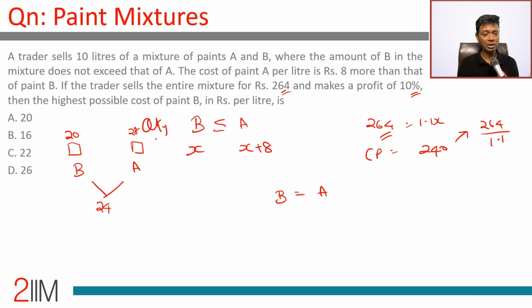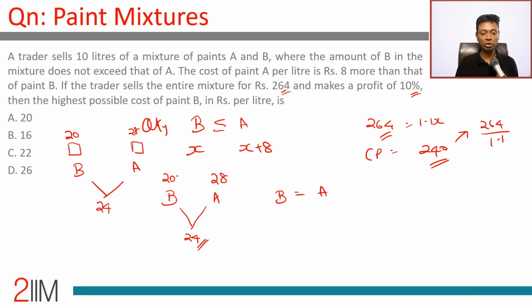This should be 20. Remember, I'm not doing this question. I'm doing the question where B is equal to A, the extreme condition. So if B costs 20 per liter, A costs 28 per liter, and if we mix these two, you would get 24 per liter if we mix equal quantities. 24 per liter is what our overall cost is. So far so good.